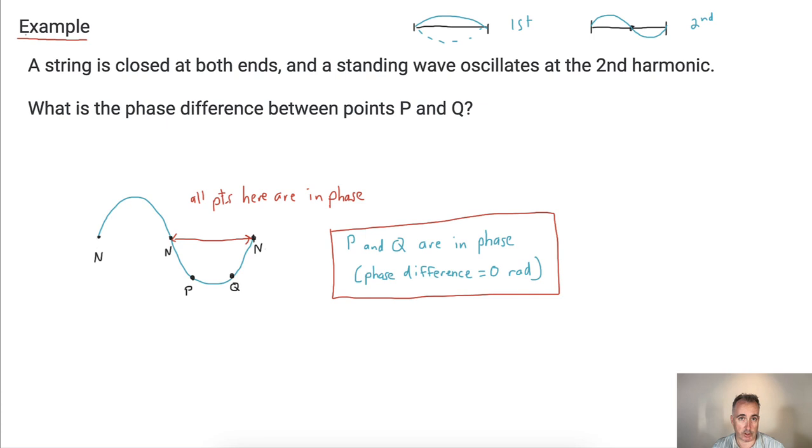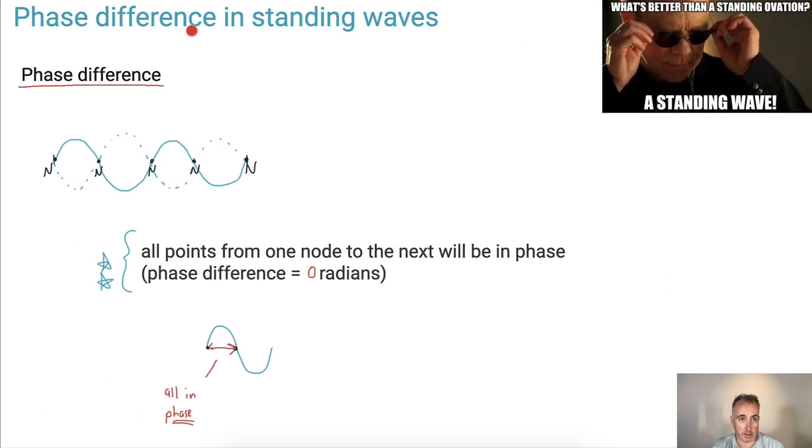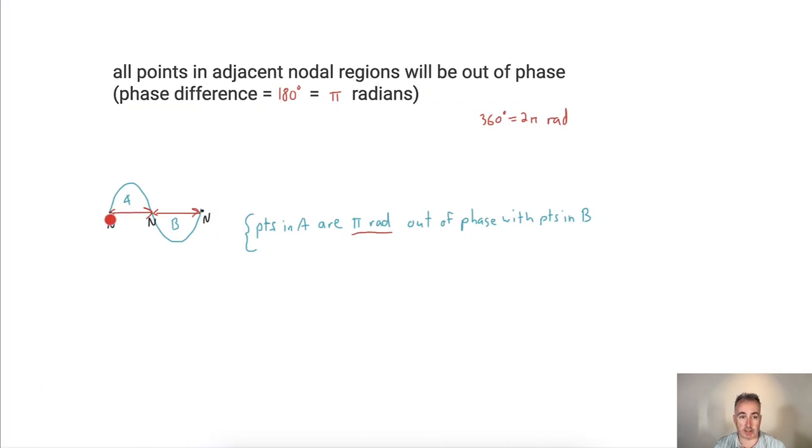So that was a pretty short little video. We just talked about phase difference in standing waves, and all that really matters is that any points within a node, any points from here to here, are in phase with each other, and so on. Furthermore, if you're considering points in adjacent regions, a point here compared to a point over here, they are 180 degrees or pi radians out of phase. That's the key piece there.